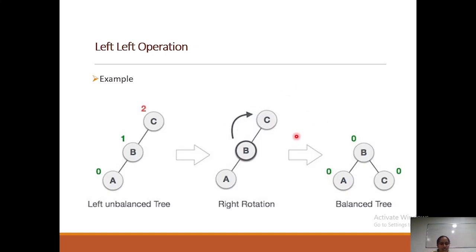So we'll perform this clockwise rotation operation so that B will become the root node, A will remain as it is as the left subtree, and C will become the right subtree of the root node B. So now from the left unbalanced tree we got a balanced tree with B as the root node. We are converting the left unbalanced tree into a balanced tree, making the middle node B the root node.